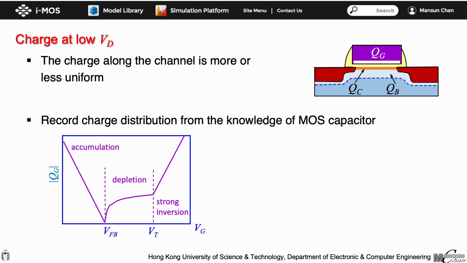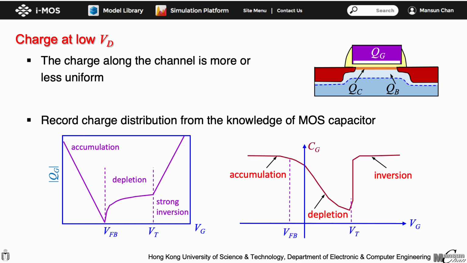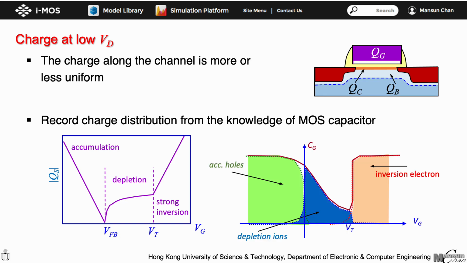Let's recall our knowledge of the MOS capacitor that we learned from some common textbooks. The charge distribution as a function of gate voltage is given in the figure below. Some people may be more familiar with the CV characteristics corresponding to the MOS capacitor, which is also given here. From both figures, we can see that there are three different types of charges described by different equations. We will deal with them individually.